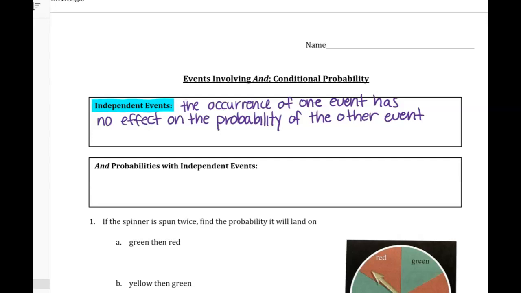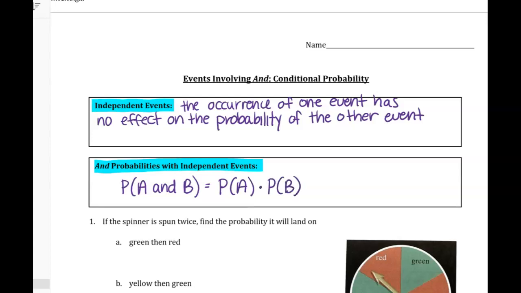I feel like I used weather in the last notes as an example, but it's basically, whatever the probability of raining today, it has nothing to do with if it rained yesterday. And so, and probabilities with independent events. The probability that something and something else occurred, the probability of A and B equals the probability of A times the probability of B.